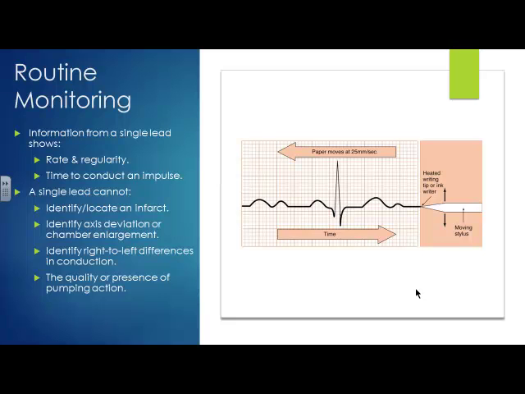So it will tell you rate and regularity and time to conduct an impulse, but with your single leads, which is what we looked at through the whole month of February, it can't tell you really a whole lot of area of infarct or injury. Or axis deviation, chamber enlargement, right to left differences in conduction, and quality and presence of pumping action.